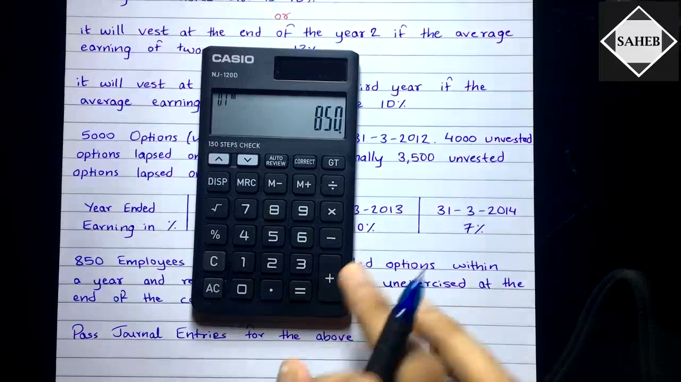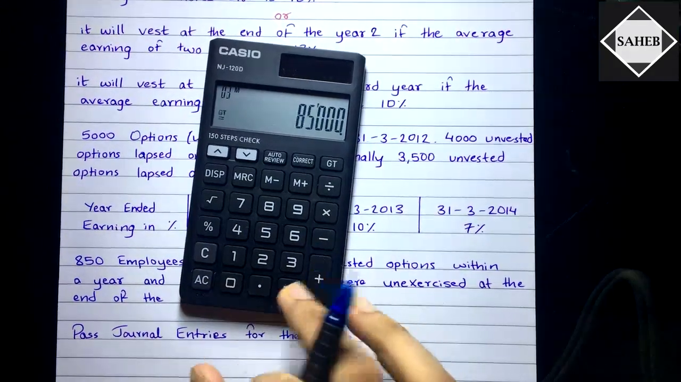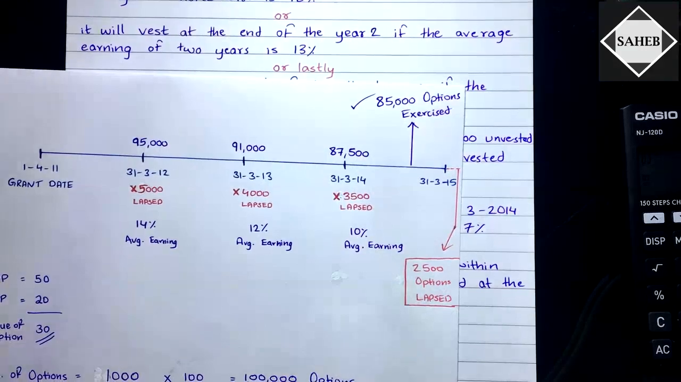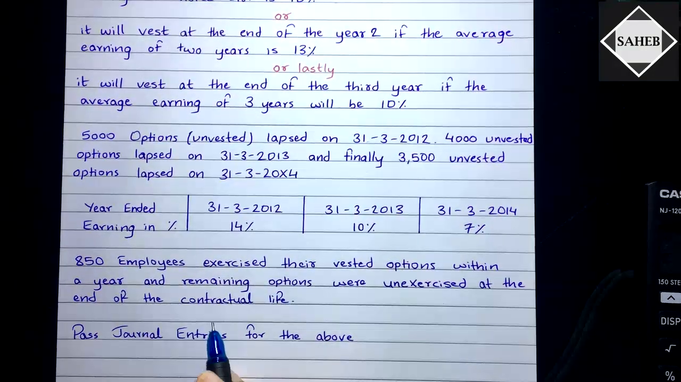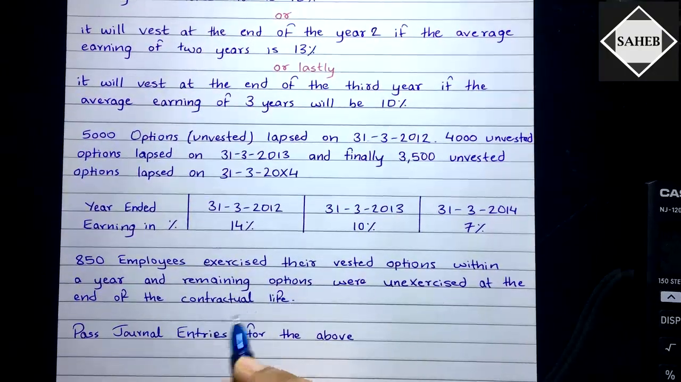अगर 850 employees exercise करते हैं, एक employee को 100 option दिए थे, so into 100, that's equal to what, 85,000 options have been exercised, right? So 85,000 options have been exercised, and remaining options were unexercised at the end of the contractual life, at the end of the exercise period. Contractual life का मतलब exercise period.